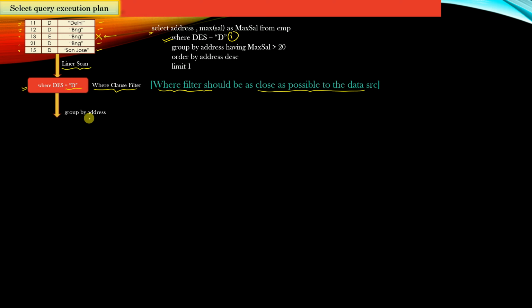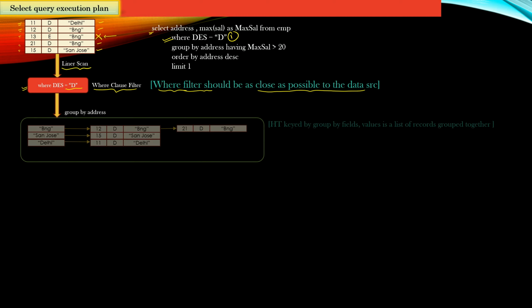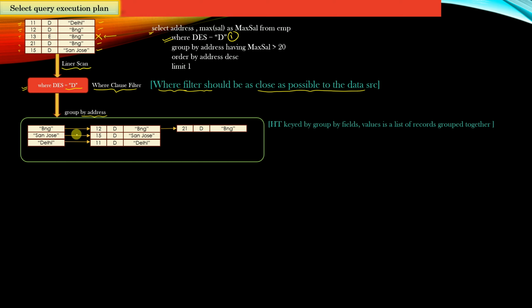After that comes the group by clause. As we keep reading the records from this table, all the records which have qualified the where clause are grouped together based on the group by field. Here the group by field is address. So internally we will create a hash table whose key is the field specified in the group by clause, which is address. Therefore, this is a hash table keyed by the address field. The value part of this hash table is a linked list of all those records read from the relational table in which the address field is the same as the hash table key.